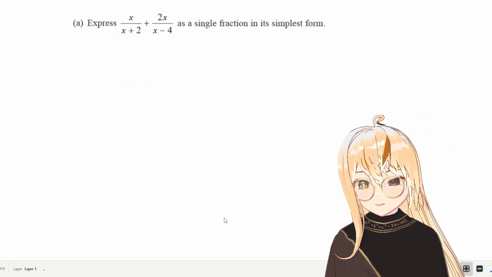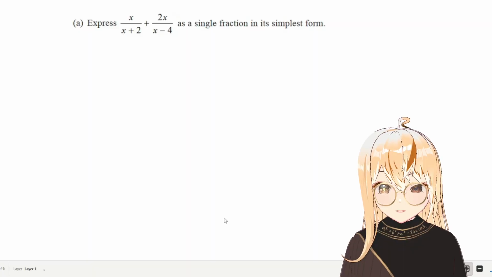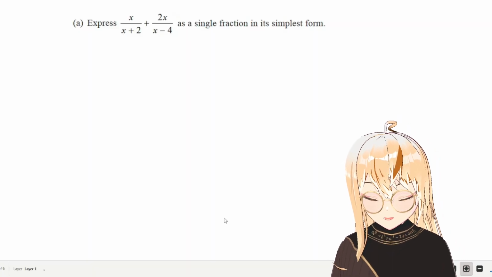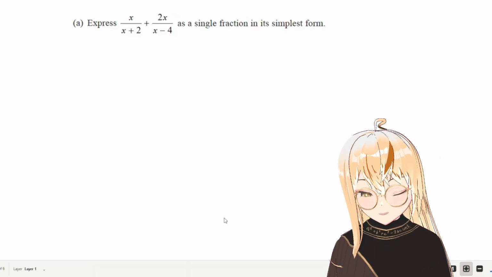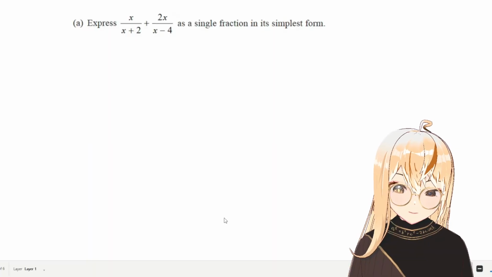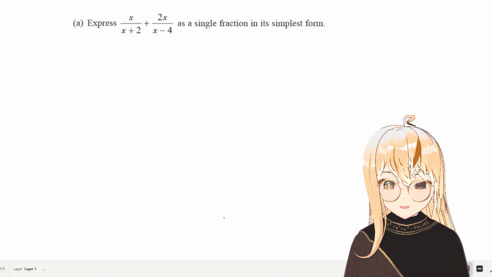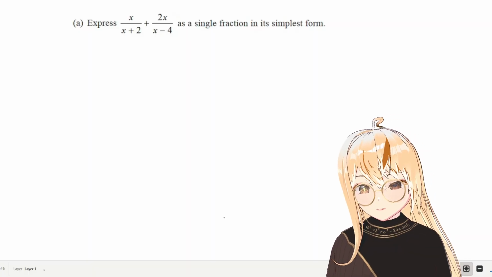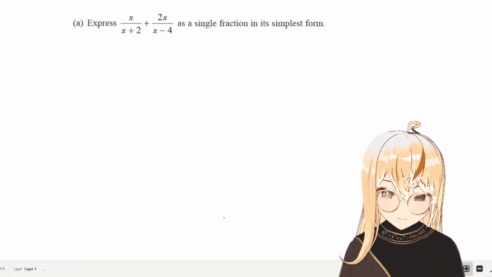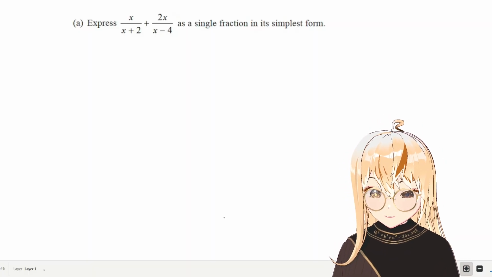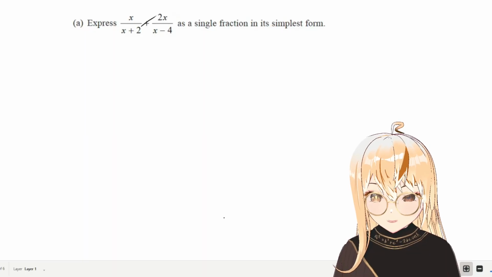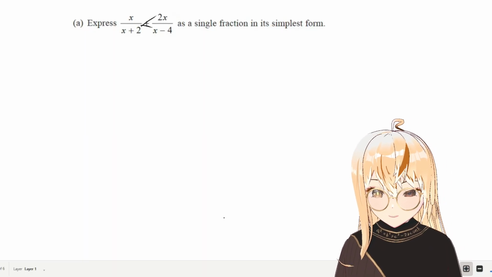Okay, now we've got an algebraic fraction. So we're adding 2 fractions together, which means we want to have them have the same denominator. And one way we can do this is cross multiply. So we'll take the denominator of the left one and multiply the right fraction, the numerator and the denominator, by it. So like that. And then we'll do the right one.